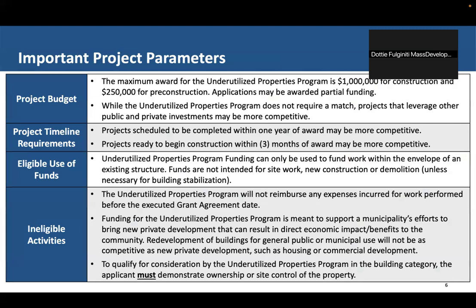UPP funding can only be used to fund work within the building envelope of an existing structure that is vacant or mostly vacant. Funds are not intended for site work, new construction, or full demolition. Only partial demolition if it's necessary for building rehabilitation and stabilization.